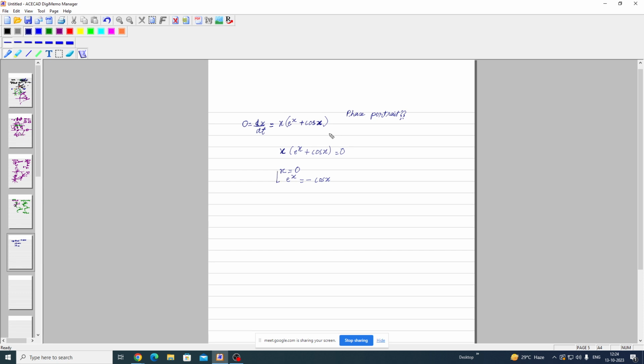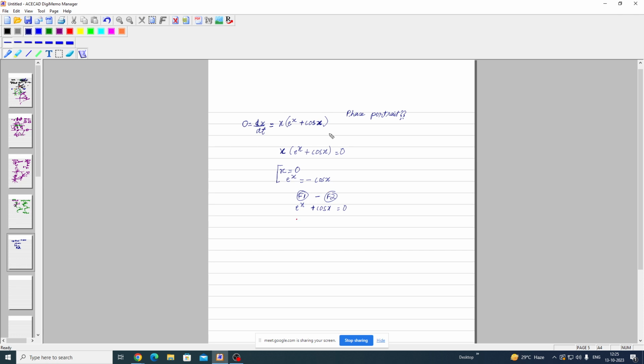The first fixed point is pretty obvious, the second fixed point not so much. So let's find out the second fixed point. e^x is equal to minus cos x, which means e^x plus cos x is equal to 0. So this is function 1. Again, think about it this way. If we can write it as function 1 minus function 2, then we can use the principle we talked about earlier in the class.